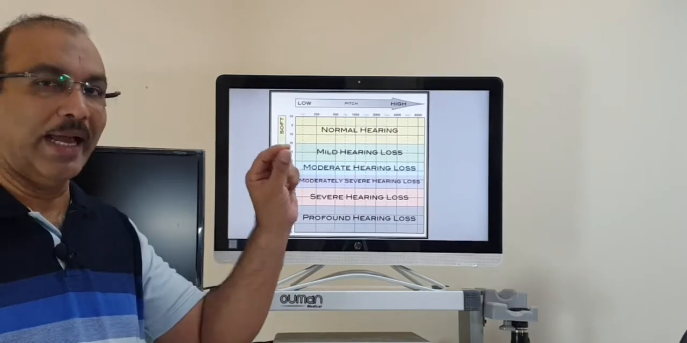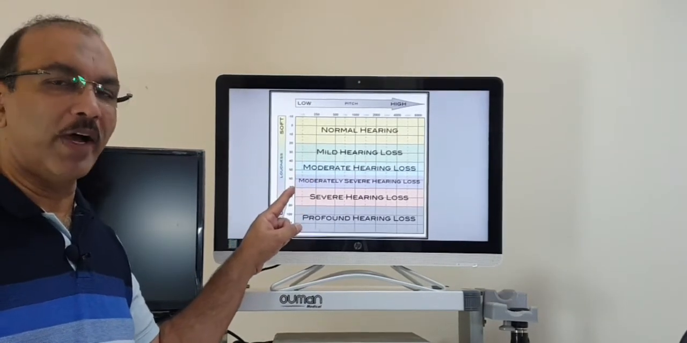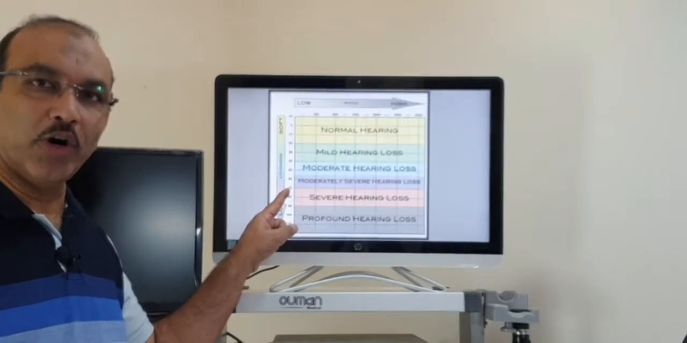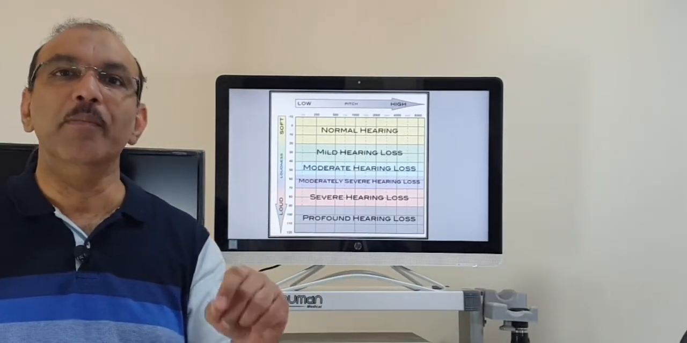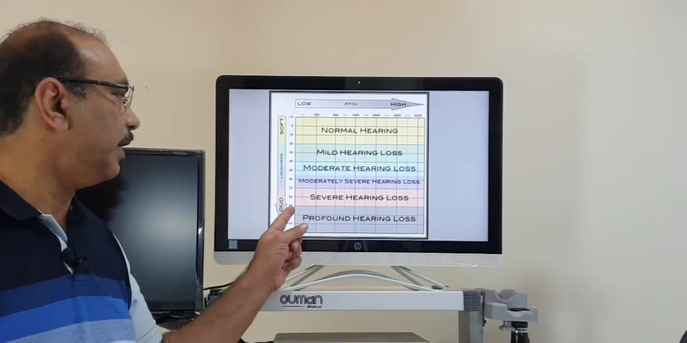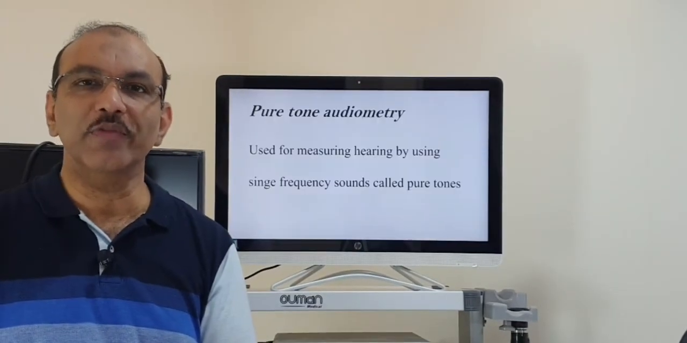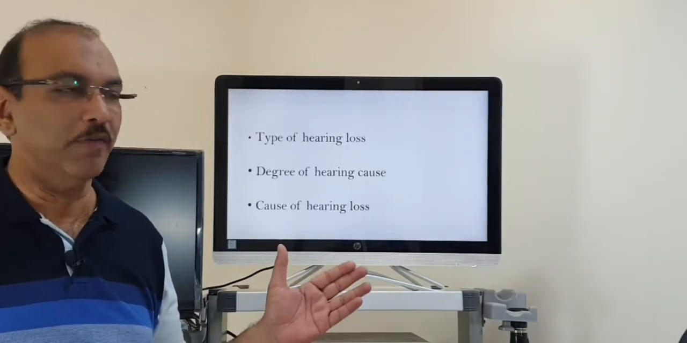Suppose the line comes between 20 and 40, that is mild hearing loss. 40 to 55 is moderate hearing loss, 55 to 70 is moderate to severe hearing loss, 70 to 90 is severe hearing loss, and more than 90 is profound hearing loss. That is the classification of hearing loss. In this you have 2-3 types. This is a common one which is usually followed.